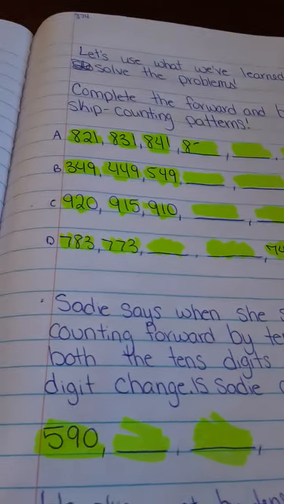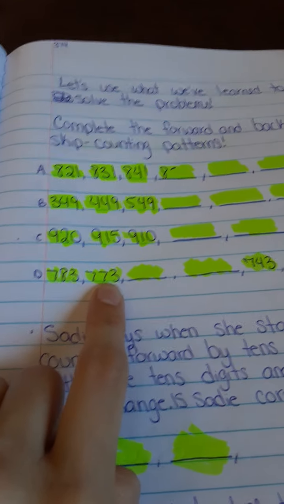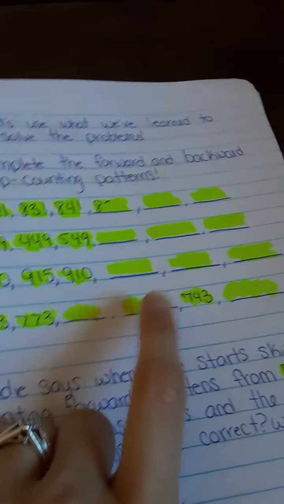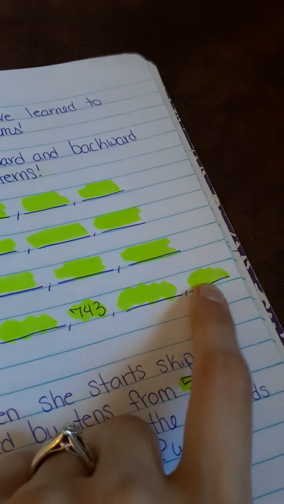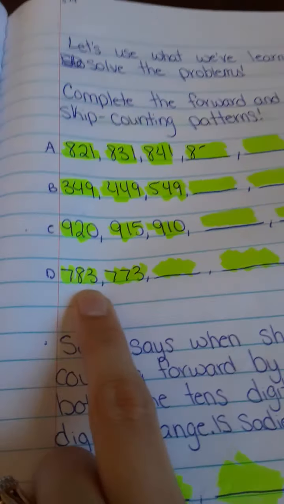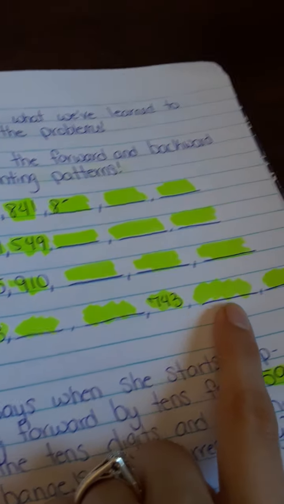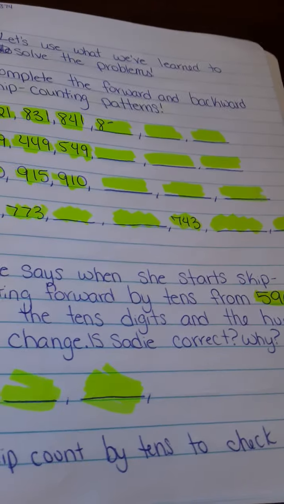Now for D. 783, 773, 743. Does it seem like these numbers might also be getting smaller? Fill in and tell me which four numbers you got.